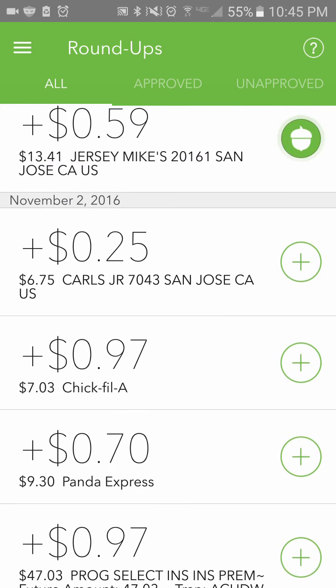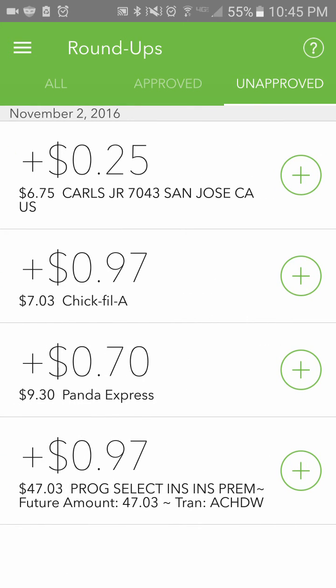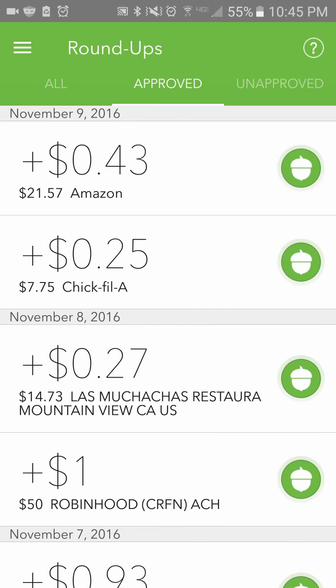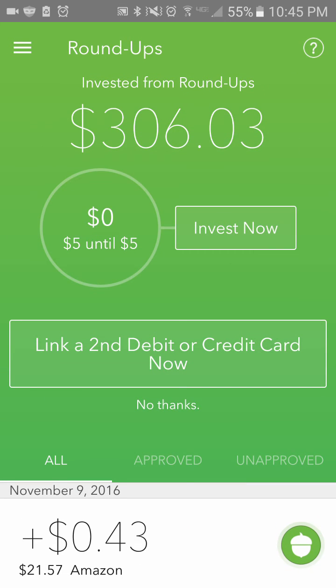And then it's separated by approved and unapproved. Unapproved means it's taking a little longer, or it might need you to physically go in. I've never had to physically approve anything. It's always done for me, but it's usually just pending. So like $306 was basically spare change that got invested into this account.